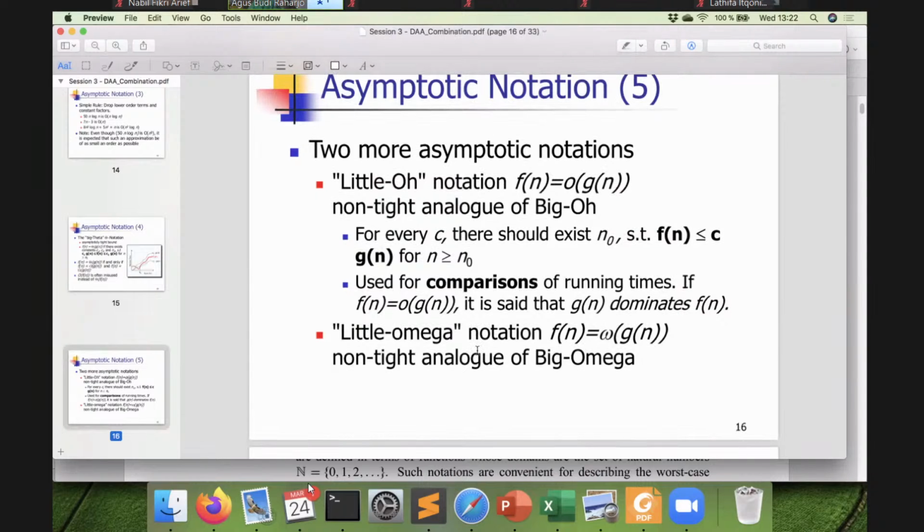And these are two more asymptotic notations. Little o for here, notation f(n), you see it's small o, the lowercase of O. Non-tight analog of big O. Non-tight means that it has a wide gap and it becomes wider and wider with the increasing size of n. For every c, there should exist n0 such that f(n), this is the same explanation as previously.